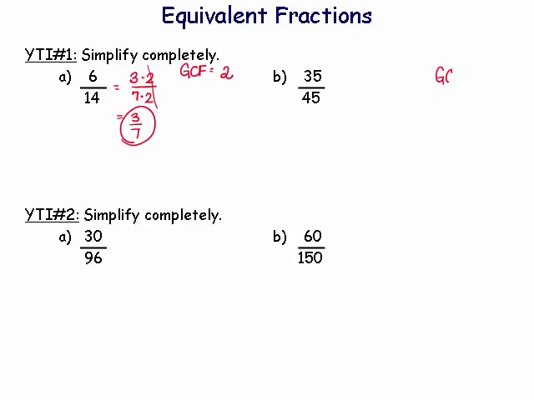Okay, so what's the GCF between 35 and 45? Well, the GCF between 35 and 45 is 5. Again, could you have done the division method and said, what's common between 35 and 45? Absolutely, you divide out a 5. What's left when you divide 5 out? 7 and 9.